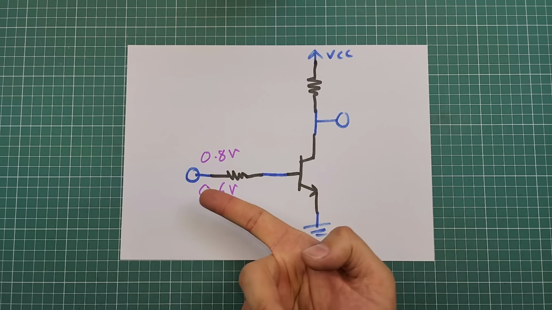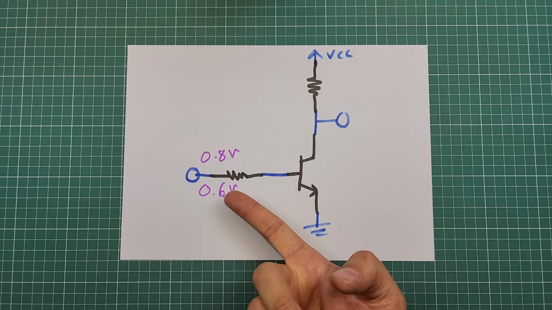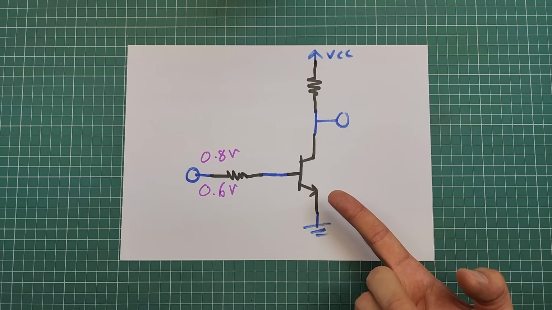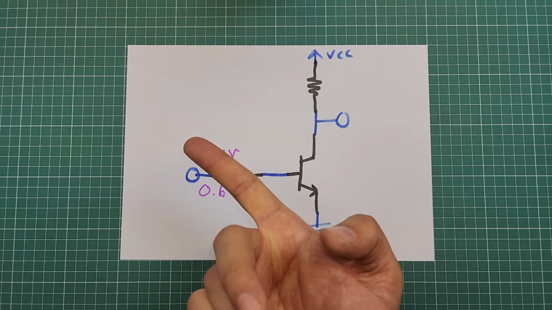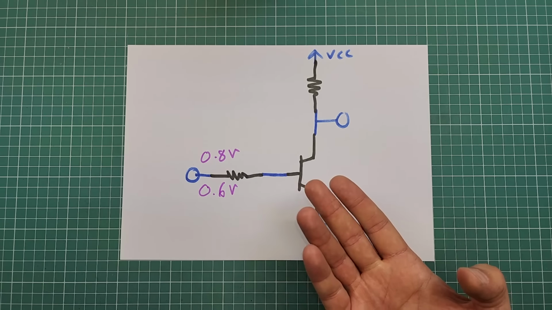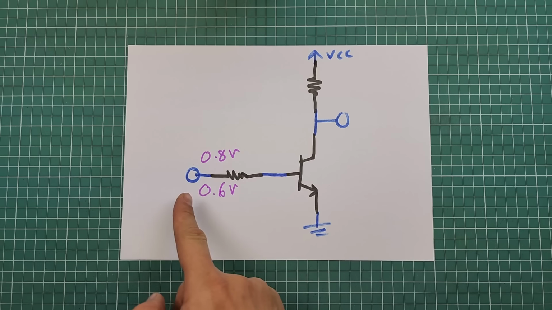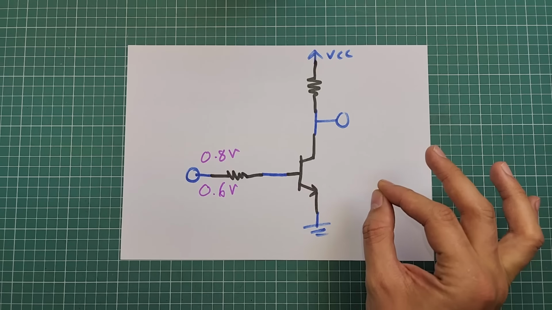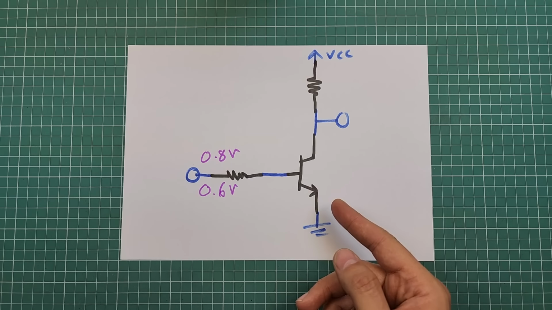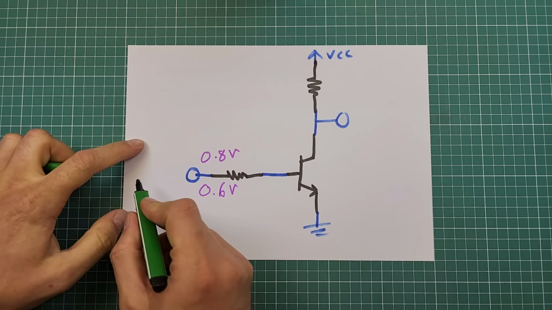Actually, there are two threshold voltages here. By applying voltages lower than 0.6 volts, the transistor turns completely off, and by applying voltages higher than 0.8 volts, the transistor will turn completely on. But there is a voltage range here, from 0.6 volts to 0.8 volts, in which the transistor is partially on. This region of operation of a transistor is called the active region.